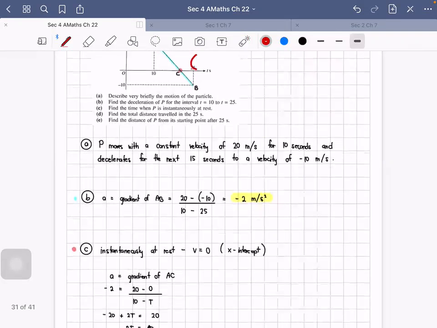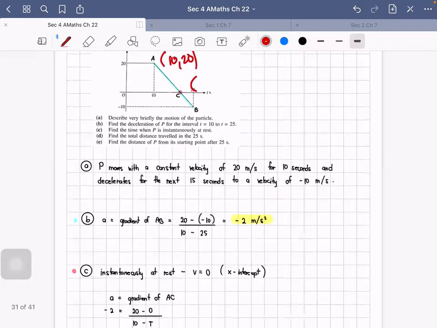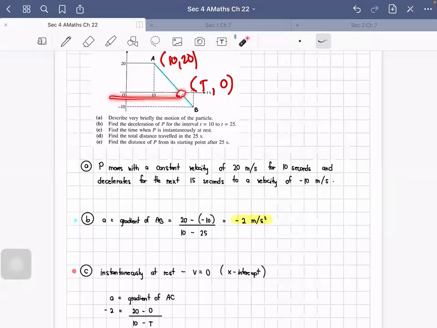T, 0. Okay, T, 0, because T is your x-axis, right? And then 0 is your y. And then it so happens that that's your velocity as well.